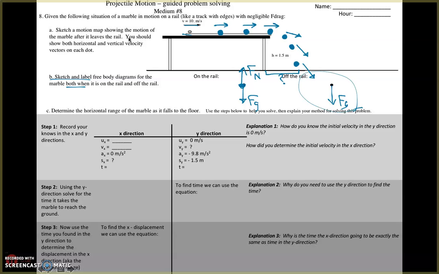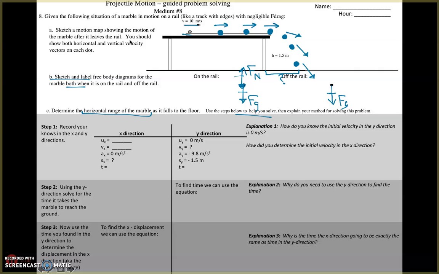Then when it's off the rail, the table is no longer interacting with it, and so we only have force of gravity acting on our marble once it's off the rail. So I've considered my forces, and now my goal is to determine the horizontal range of the marble as it falls to the floor. I have these steps here to help you solve and explain what you're doing, so you can get a sense of how you solve these projectile motion problems.